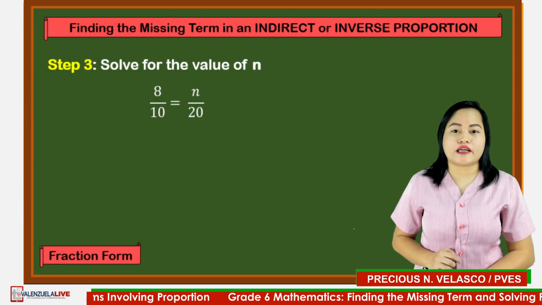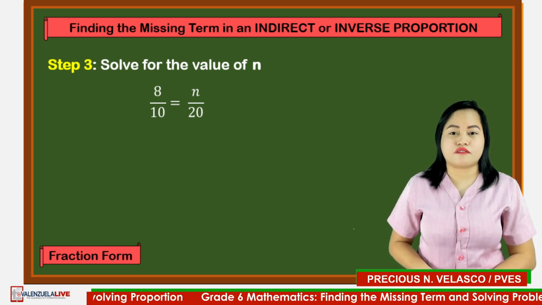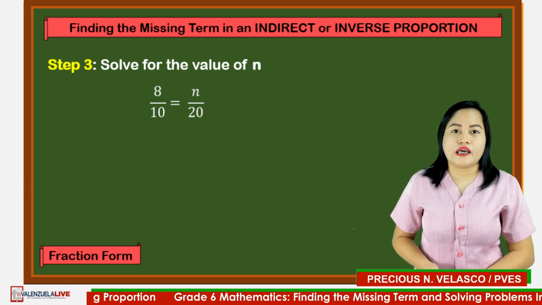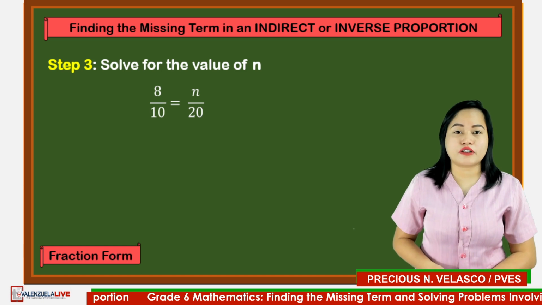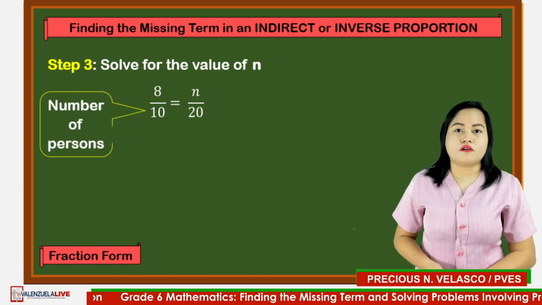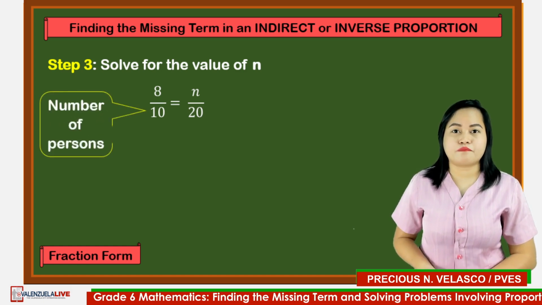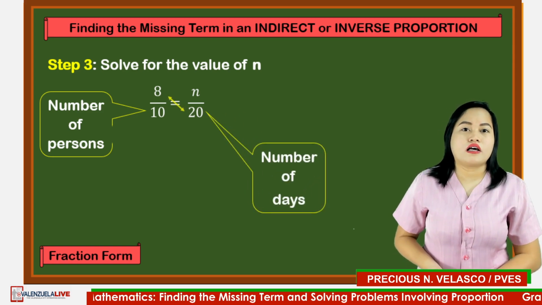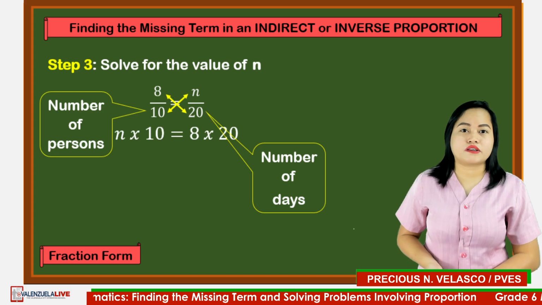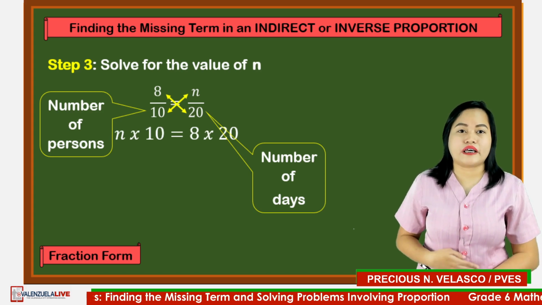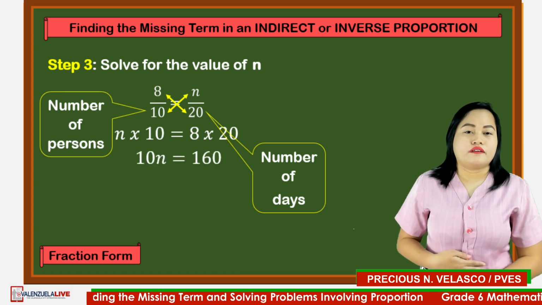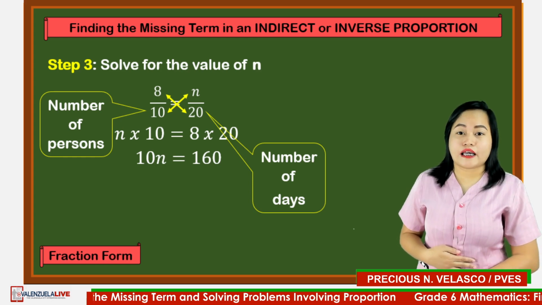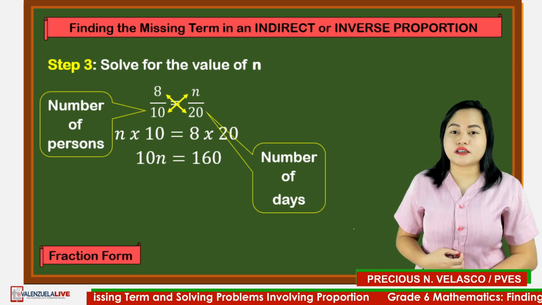Next, let's try it in another form. This is in fraction form. So we have 8 over 10 is equivalent to n over 20. And then we are going to write down that this is the number of men, and then the number of weeks. So cross multiply. We have n times 10 is equal to 8 times 20. Then it will give us 10n is equivalent to 160.